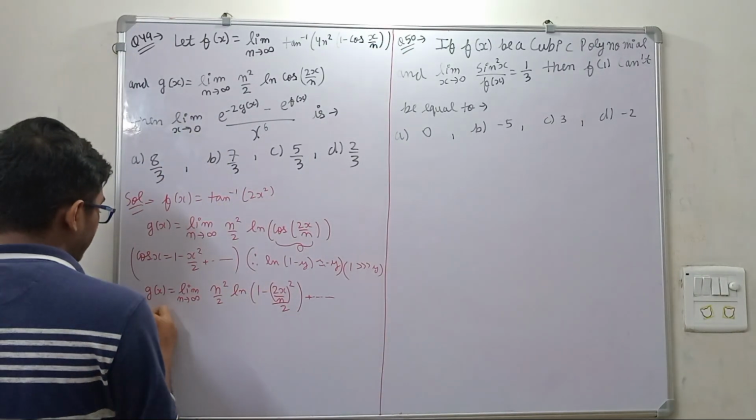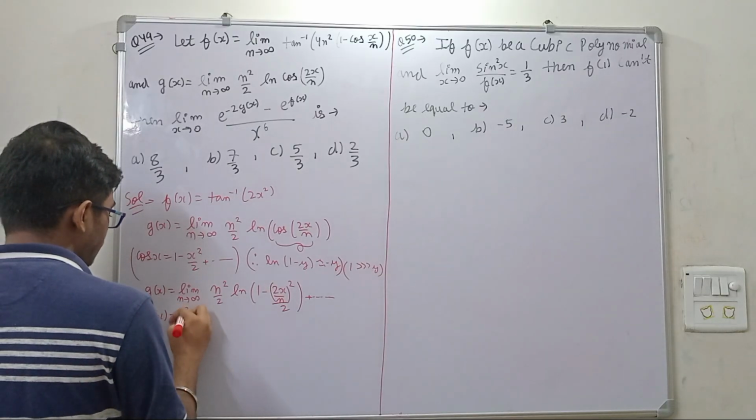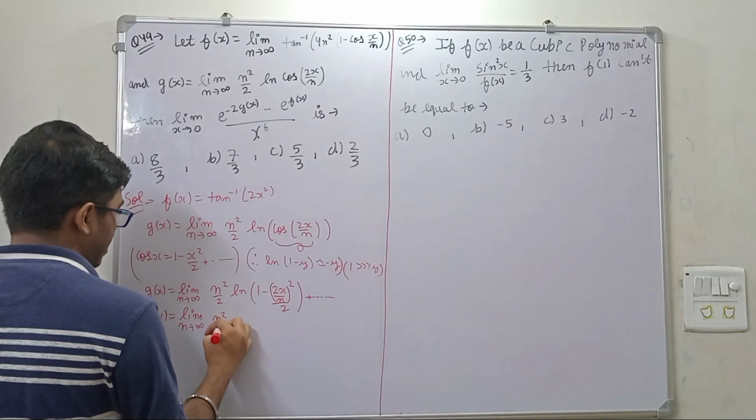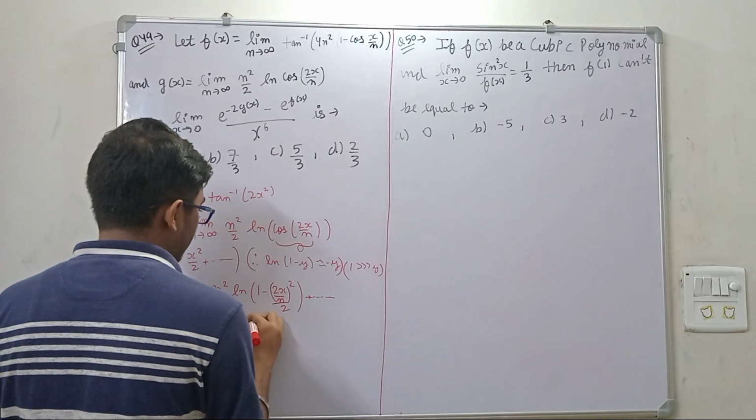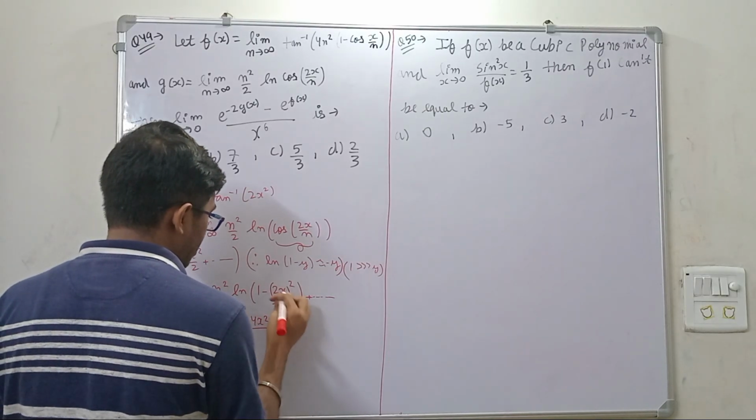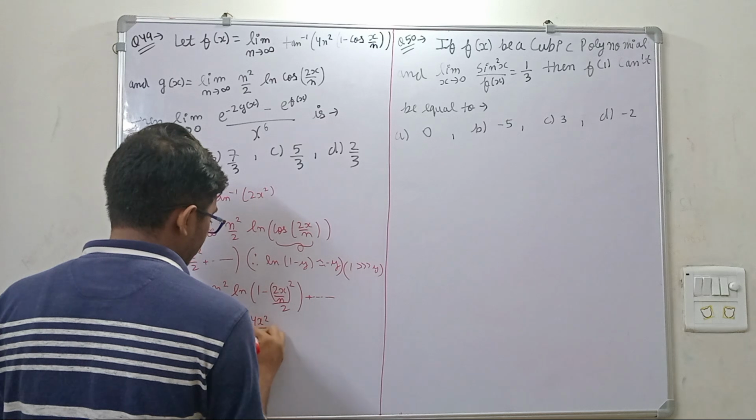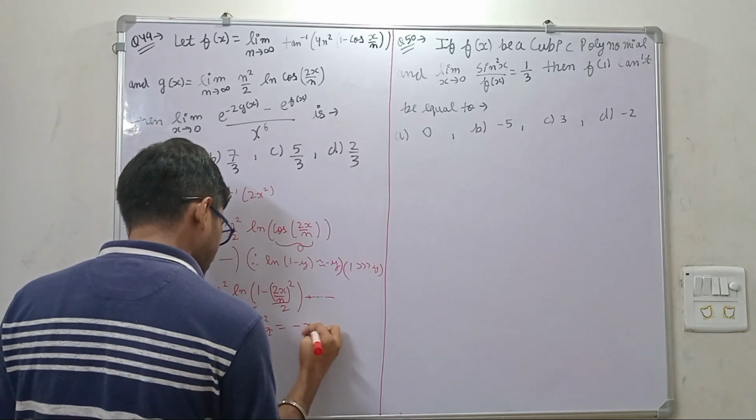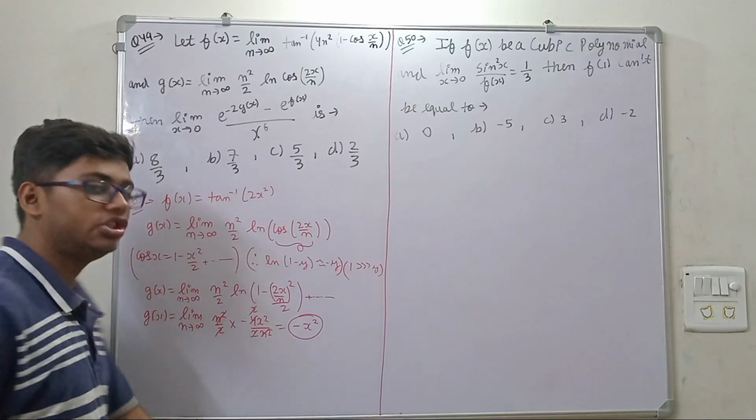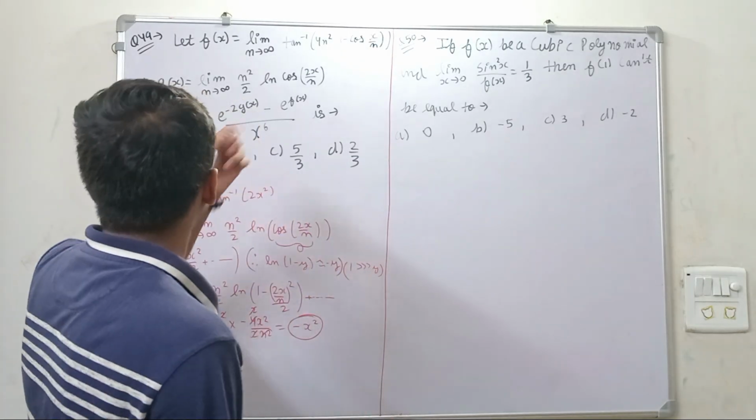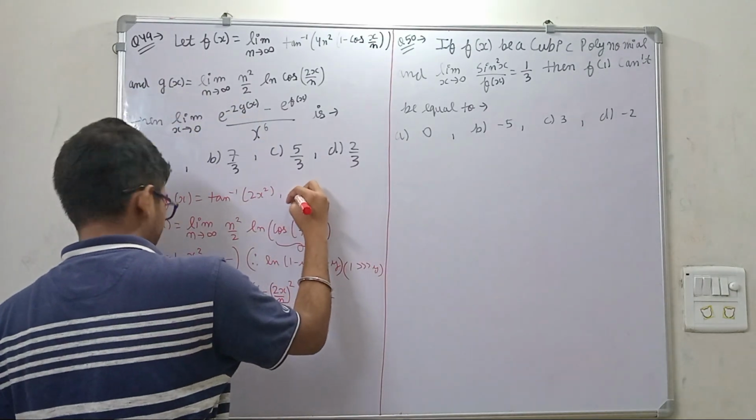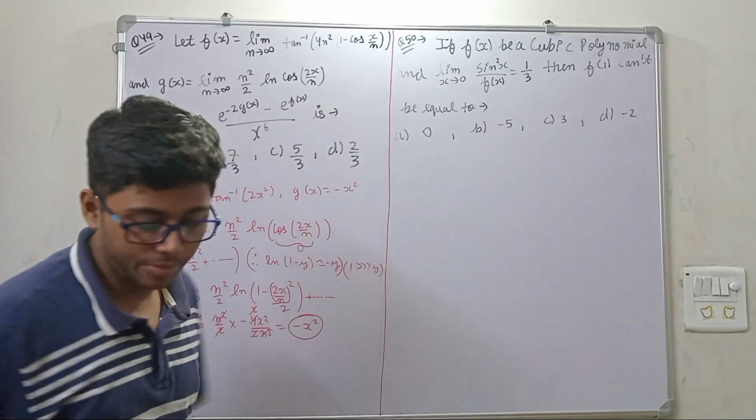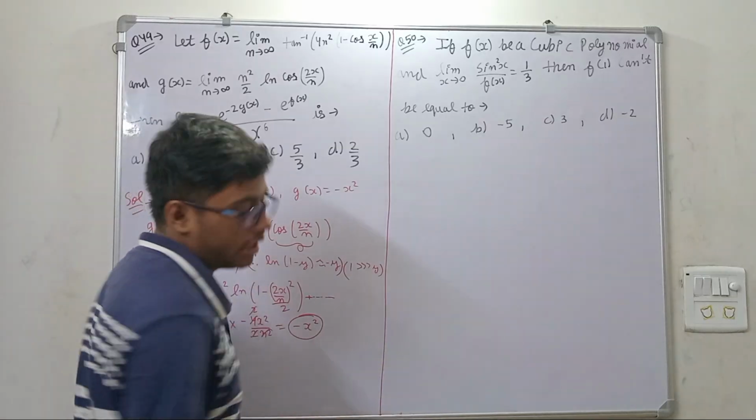So g(x) will be limit n tends to infinity n square by 2 into minus 4x square by 2n square, means 2 times 4, 2 cancels, n square cancels, means minus x square. This is the function g(x). Now let us solve this limit. g(x) is there, f(x) is there. Now we will just substitute inside this limit and we will find out our answer.